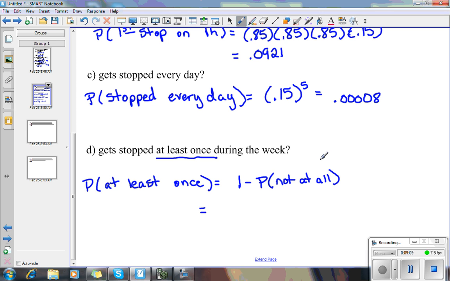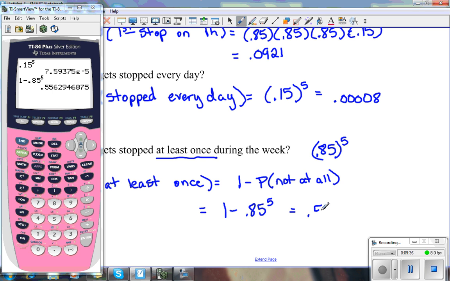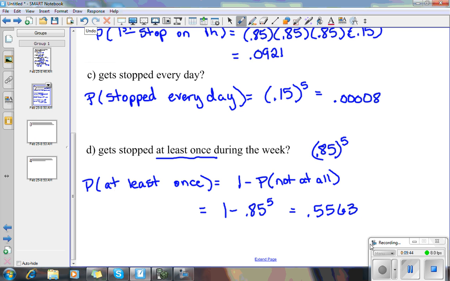So that probability would be 0.85 that he doesn't get stopped on any of the days. So we're going to take that, and we're going to subtract from 1. So we have 1 minus 0.85 raised to the 5th power. So we get 0.5563. And you'll find that I usually round to 4 decimal places when I'm dealing with probabilities.